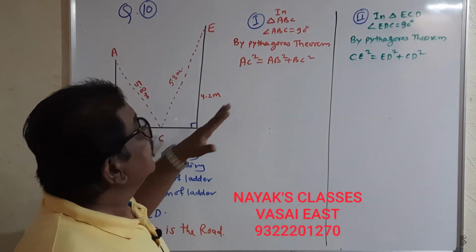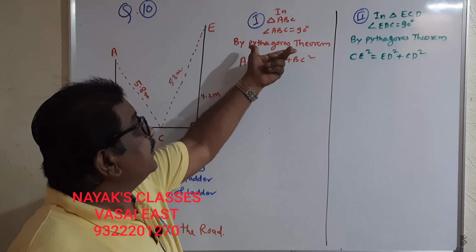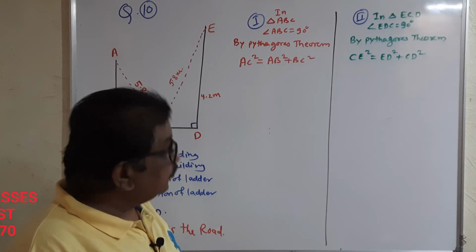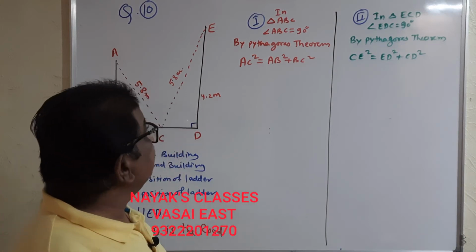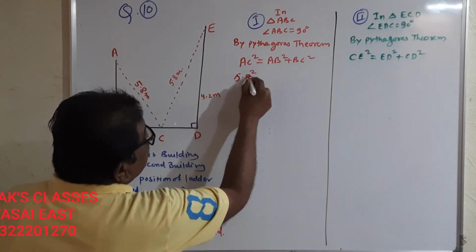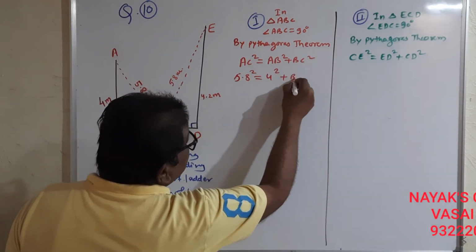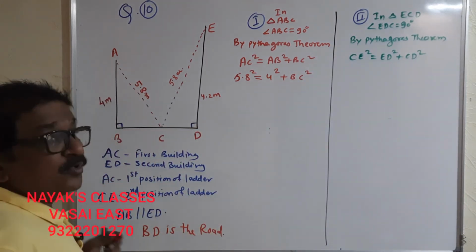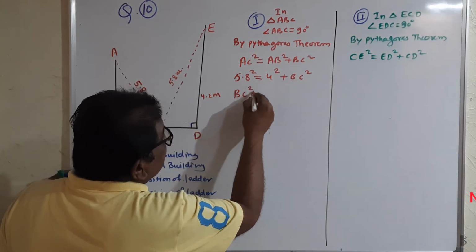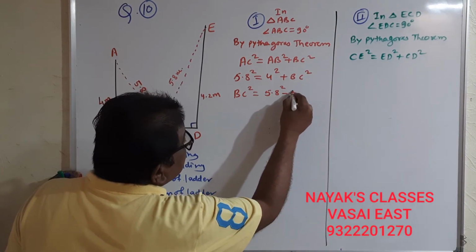We have to find the length of the road. For ABC, the angle ABC is 90 degrees. So by Pythagoras theorem, this is the main equation. Put the values. What is AC? It is 5.8 meter square is equal to, what is AB? 4 square, and BC, BC is a part of the road. So BC square is equal to 5.8 the whole square minus 4 square.